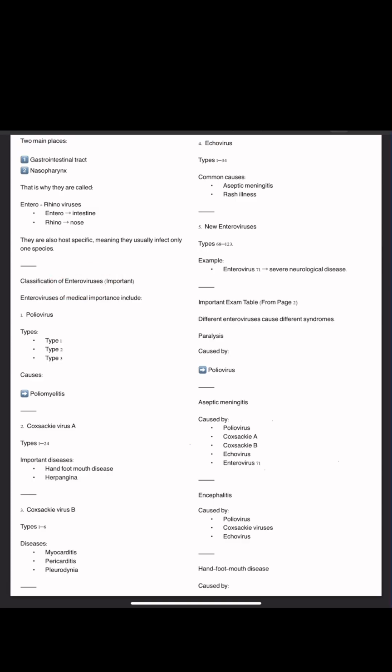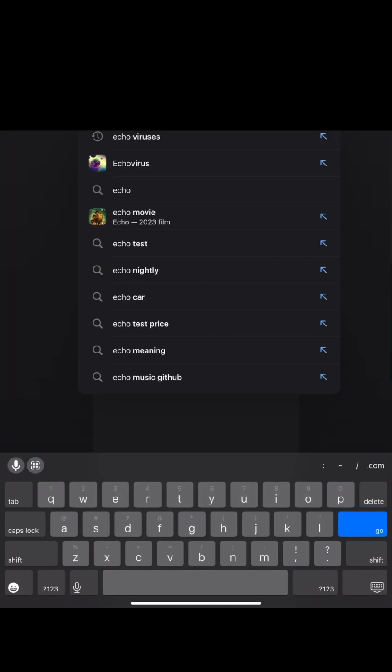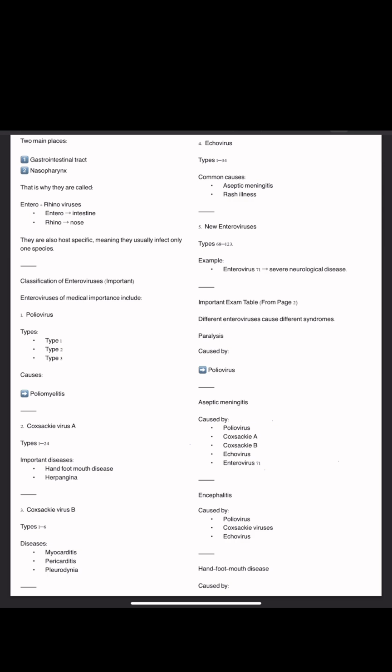Let us see the classification of enteroviruses. Poliovirus, Coxsackie A, Coxsackie virus B, echovirus. Echovirus stands for enteric cytopathic human orphan virus. And new enteroviruses. Now let us see the disease and its causative viruses.